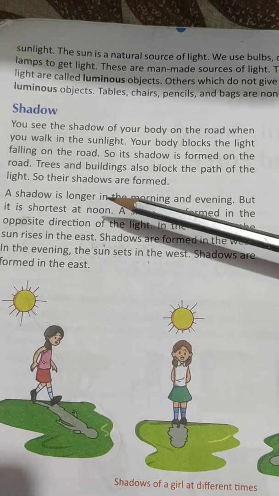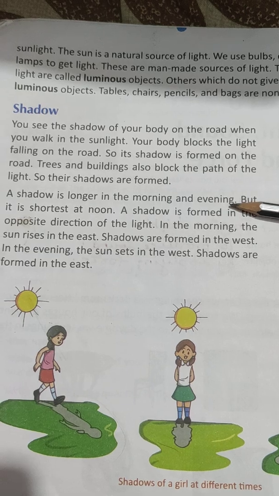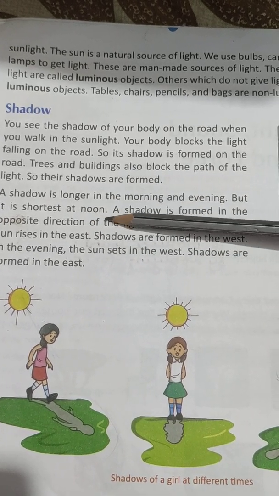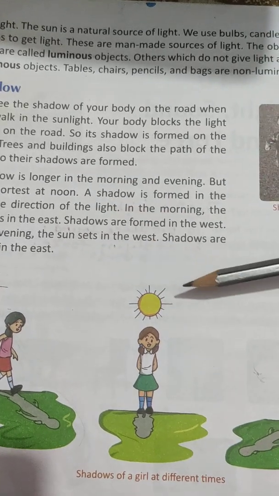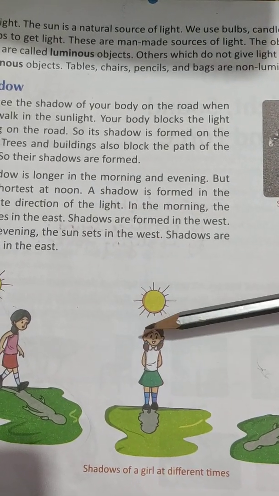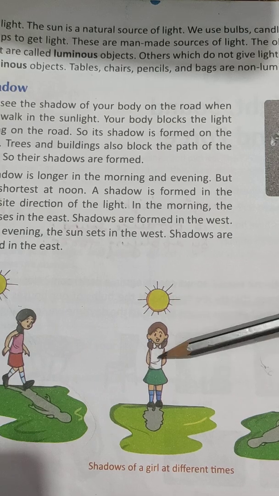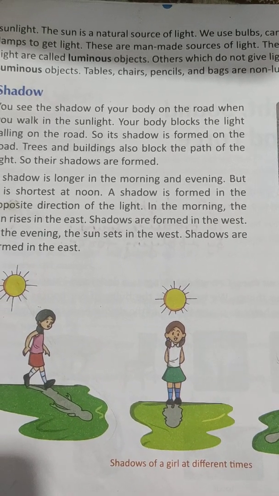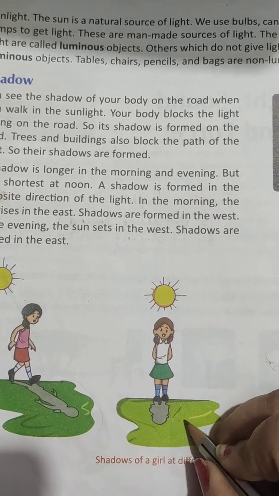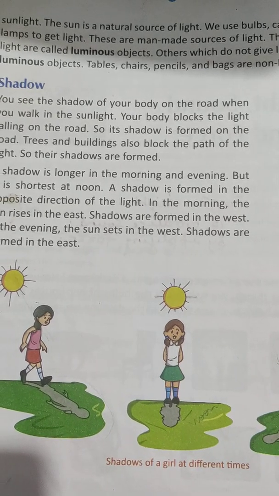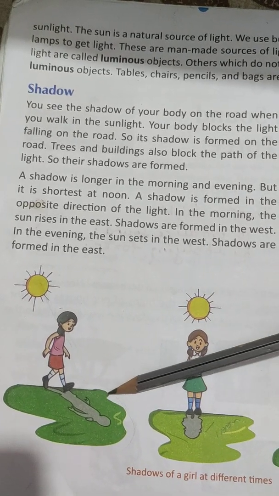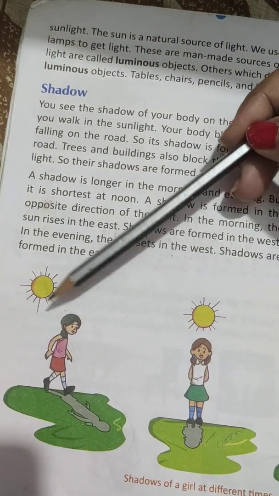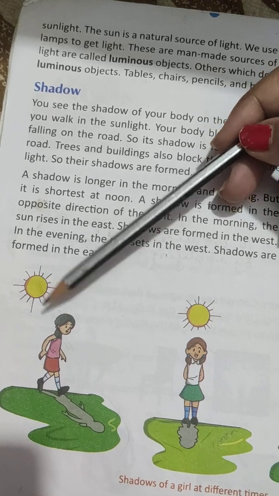A shadow is longer in the morning and evening, but it is shortest at noon. Why is it shortest at noon? Because at noon time, the sun is over your head. That's why the shadow is the shortest at noon time. It is longest in the morning and evening time because the sun is at your back.